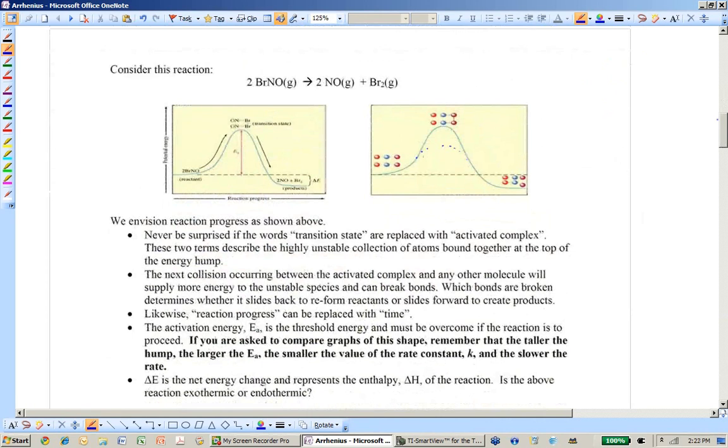So you've seen these diagrams a gazillion times at this point. Consider this reaction. So we have 2 BrNO yields 2 NO and a Br2 in the gaseous phase. So everybody's in the gaseous phase. So not a big giant change in energy, and we also call that a delta H sometimes, not just a delta E. But we see this activation energy in this direction.